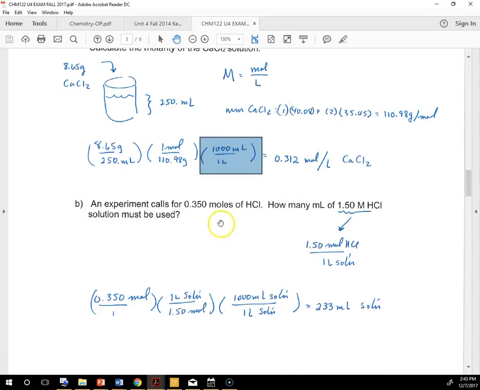For this particular solution, it gives us the molarity of the stock solution. And remember, the 1.50 big M means 1.50 moles of HCl per 1 liter of solution. So in this case, if I start with my target moles, which is the 0.350 moles, and then I use the flipped version of molarity, 1 liter over 1.50 moles, so my moles will cancel, we're left with liters of solution. And then they wanted it from liters to milliliters, so I need to introduce one more term to have my liters cancel. Rounded to 3 significant figures, I get 233 milliliters of solution.